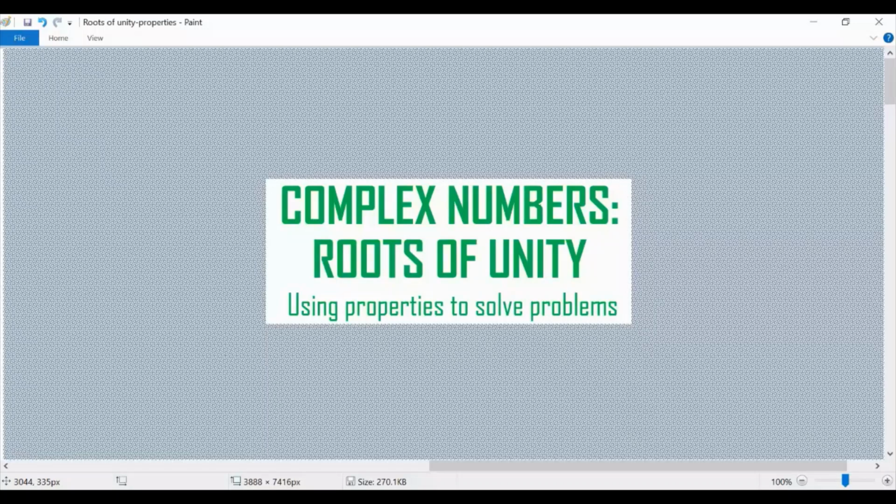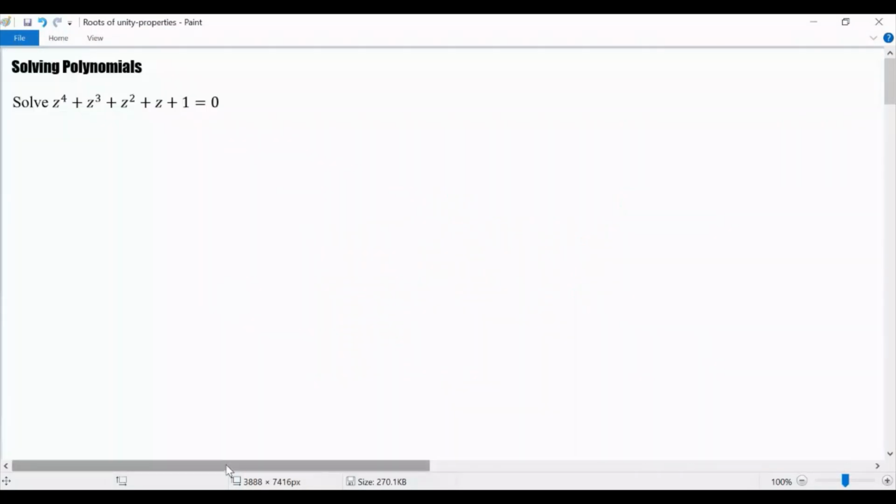They can sometimes slip in as part of a big, much wider question that can sometimes catch people out because they just forget these properties and don't know how to use them. So that's basically what we're looking at today, ways in which we can use the roots of unity properties to solve particular problems, hence the title of the video, I guess. So kicking us off, the first question we're going to look at is probably the most likely to appear as a direct exam question, solving a particular polynomial.